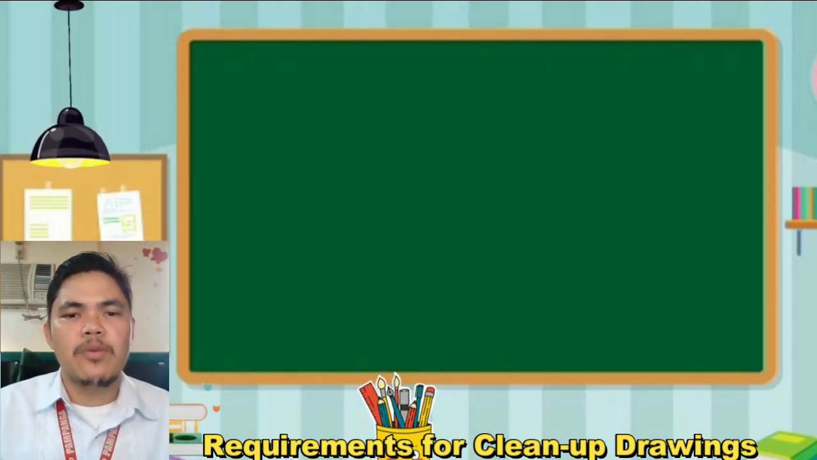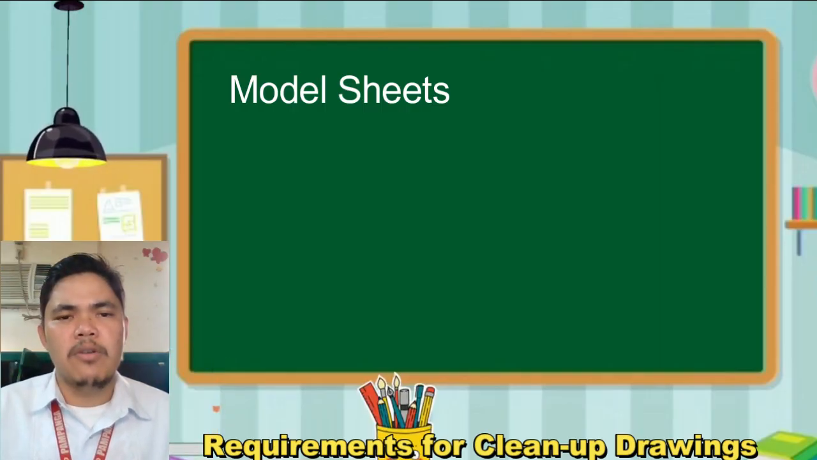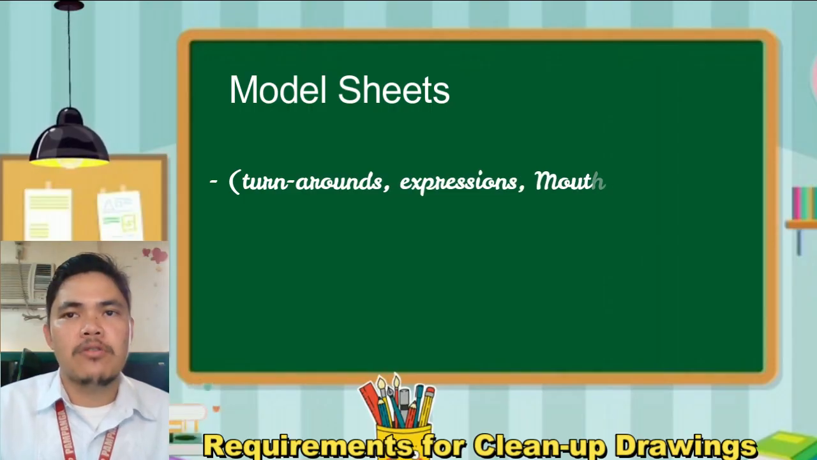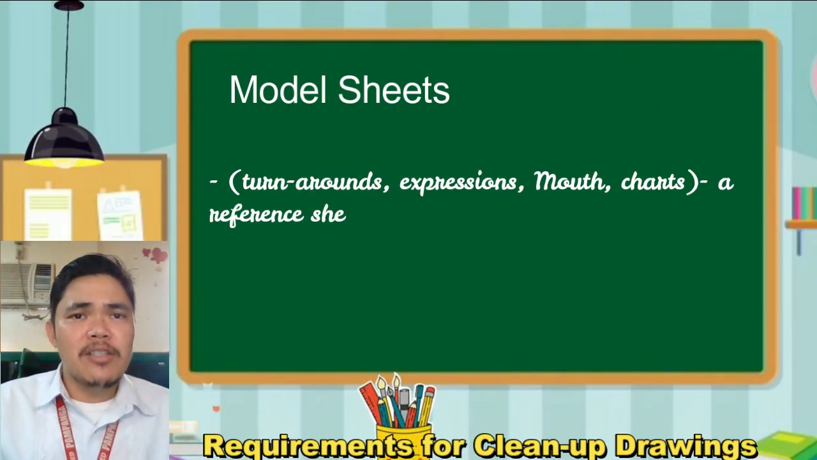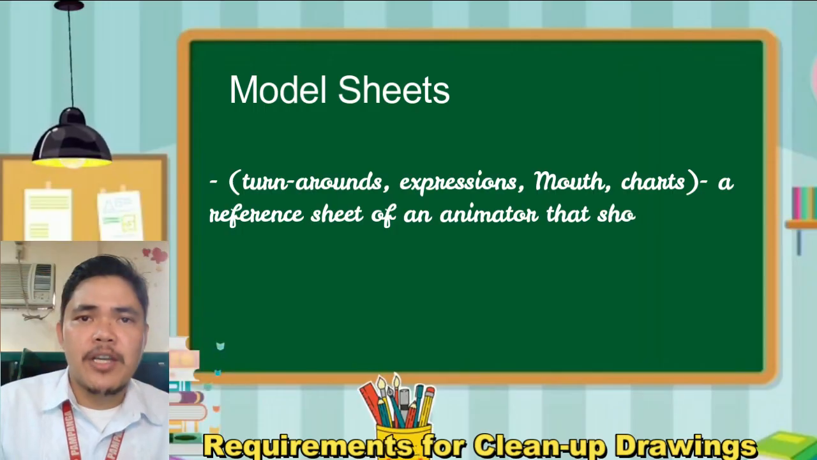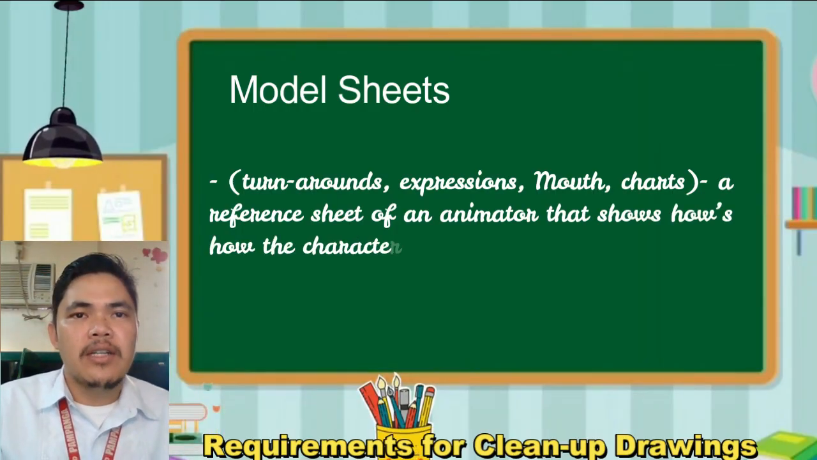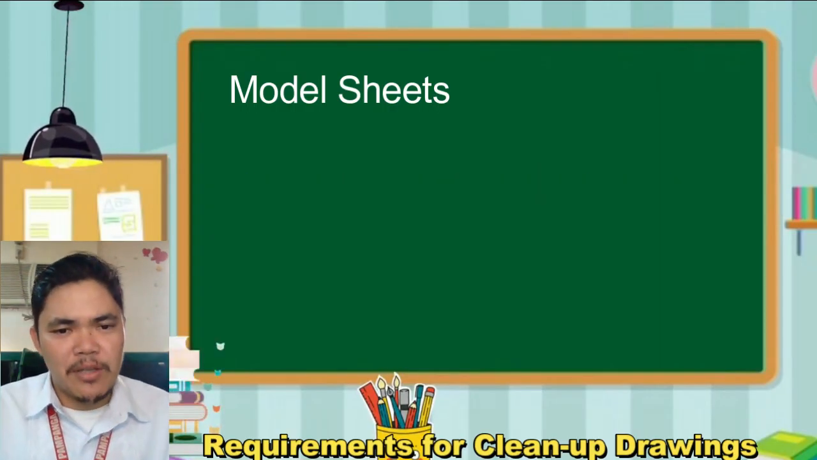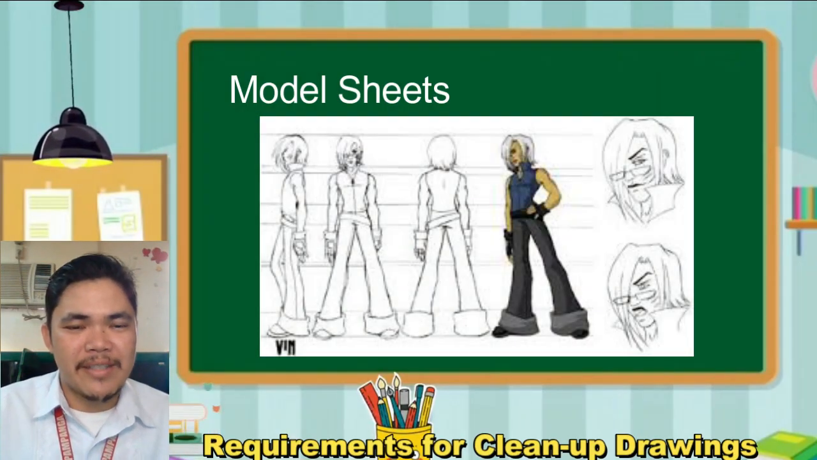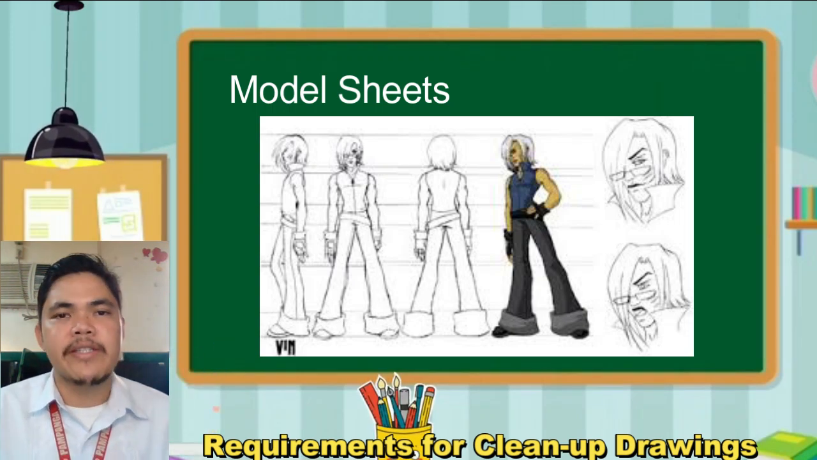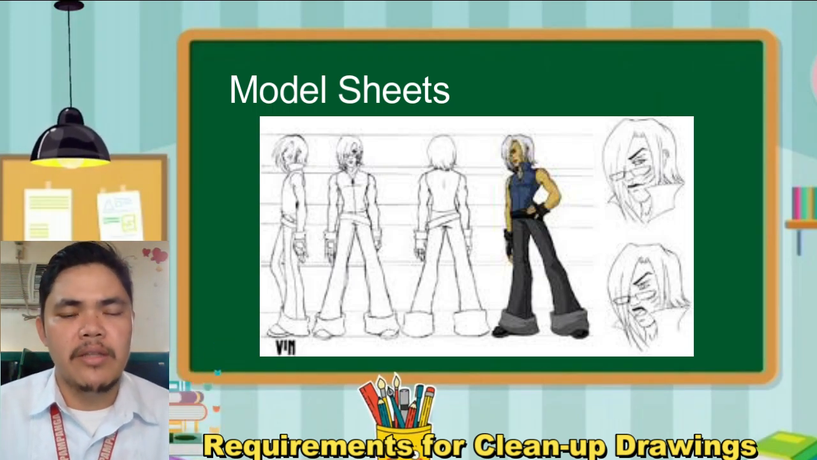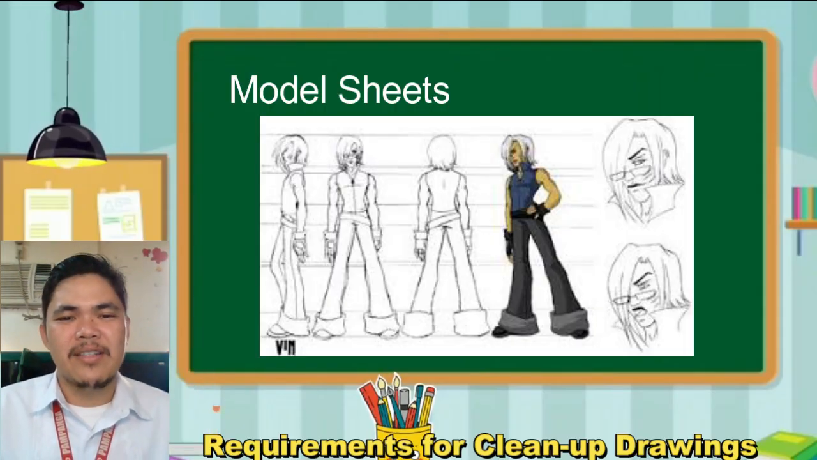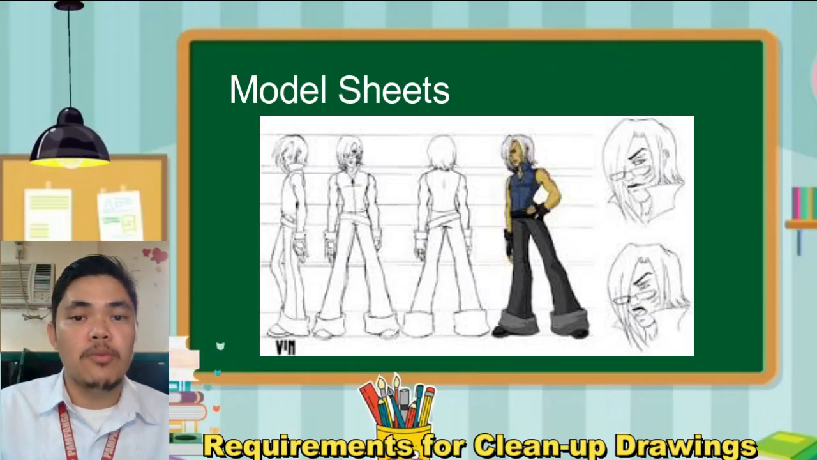Okay, number 4 requirement is what we call the model sheets. So in this model sheet, it includes turnarounds, expressions, mouth, and chart. So a model sheet is a reference sheet of an animator that shows how the character is constructed and how they would pose. So we have an example here of what we call a turnaround model sheet. So as you can see, the model is in what we call front. We have the side, we have the 3/4 side, 3/4 back, and the back view of the model sheet.